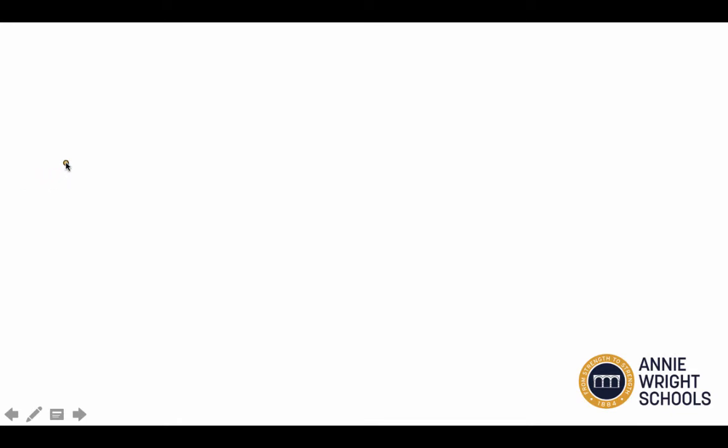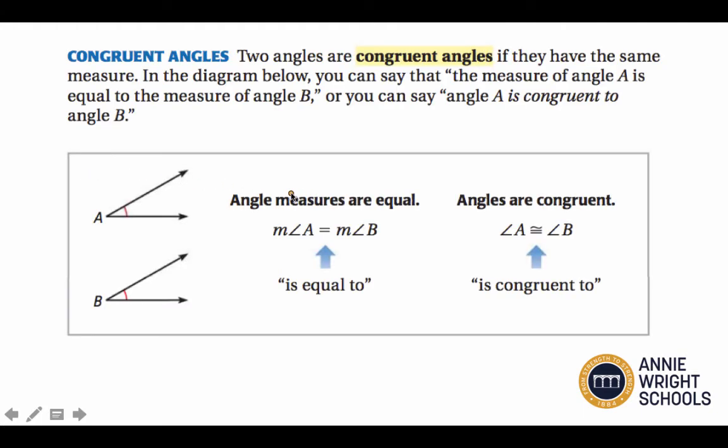Just like we did with segments, we can also talk about what it means when we have two angles that are the same size. We call those angles congruent. So congruent angles mean they have the same measure. You need to be careful because measures are equal, angles are congruent. I know that seems weird right now, but we say shapes are congruent, we say numbers are equal. This is just like with segments, right? Measures of segments are equal, segments are congruent. We do the same thing with angles.